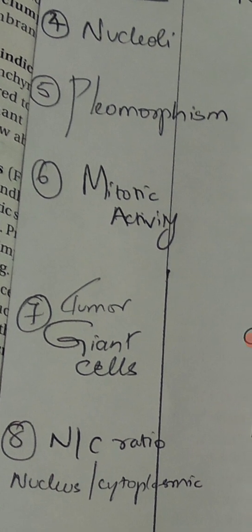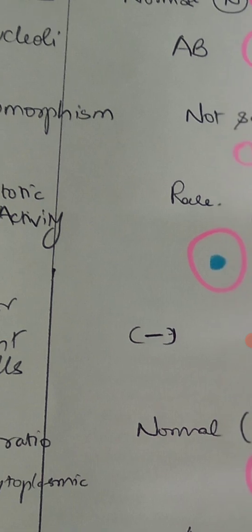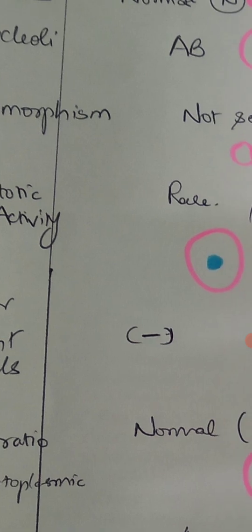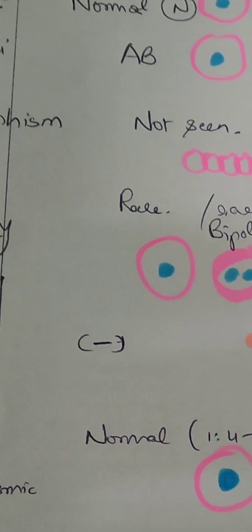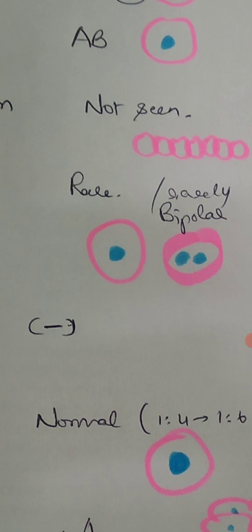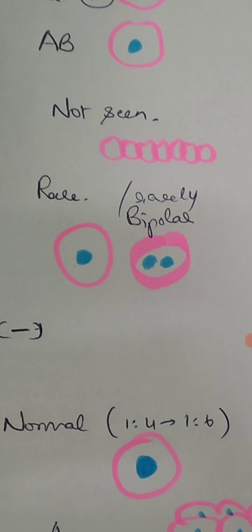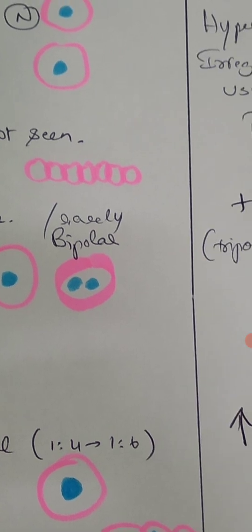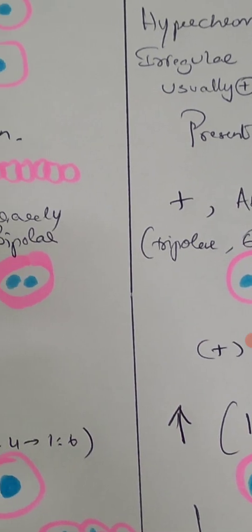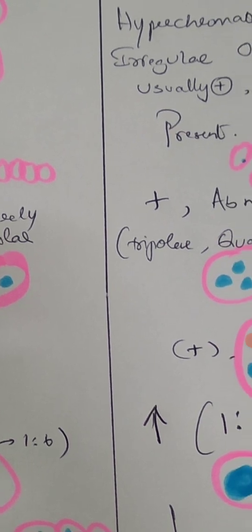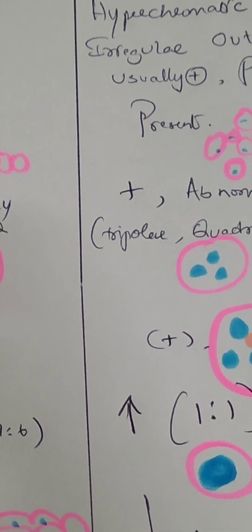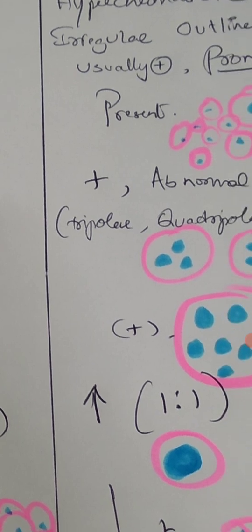The next difference is the nucleus cytoplasmic ratio. Normally, the nucleus cytoplasmic ratio is 1:4 to 1:6, meaning if the nucleus is 1 millimeter in size, the cytoplasm will be 6 times that of the nucleus. That is normal. In benign tumor, the nucleus cytoplasmic ratio is normal, whereas in malignant tumor, the nucleus cytoplasmic ratio is increased. In such a way, the nucleus occupies almost 50% of the cell. So the cytoplasm and the nucleus are in a 1:1 ratio.